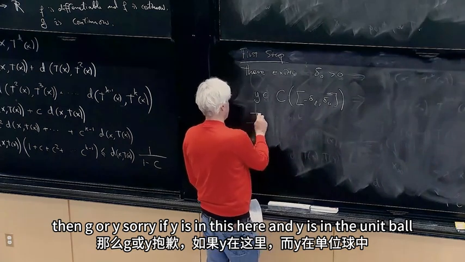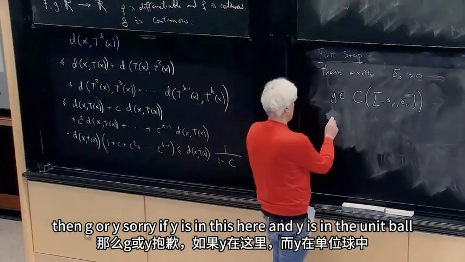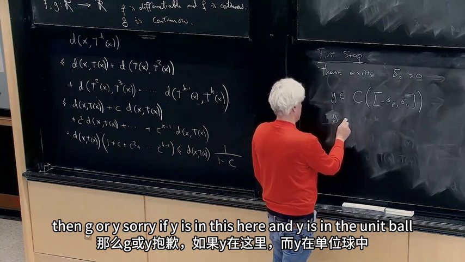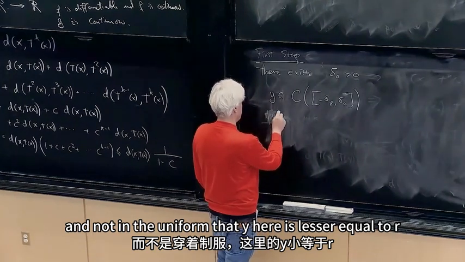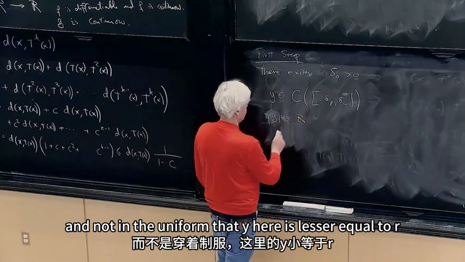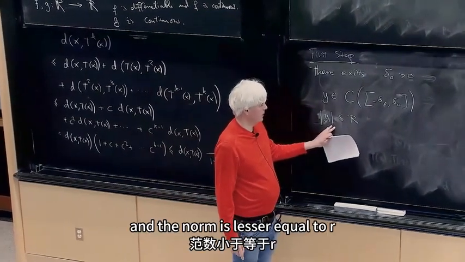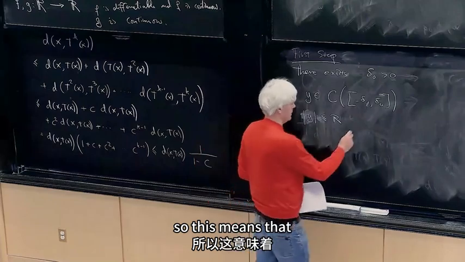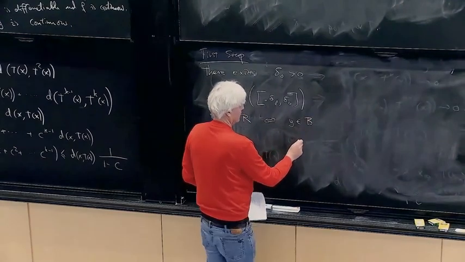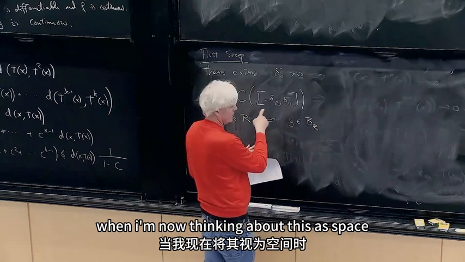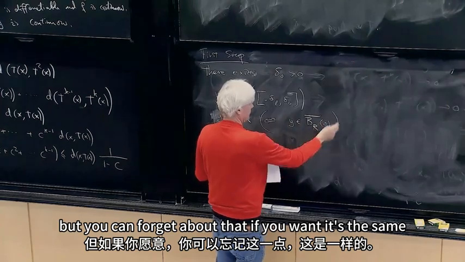then T of y, if y is in this here, and y is in the ball, that y here is less or equal to r. Right, so it's a continuous function on this interval, and the norm is less or equal to r. So this is of course the same as saying that y is in this ball here, when I'm now thinking about this as a space. But you can forget about that if you want. It's the same.